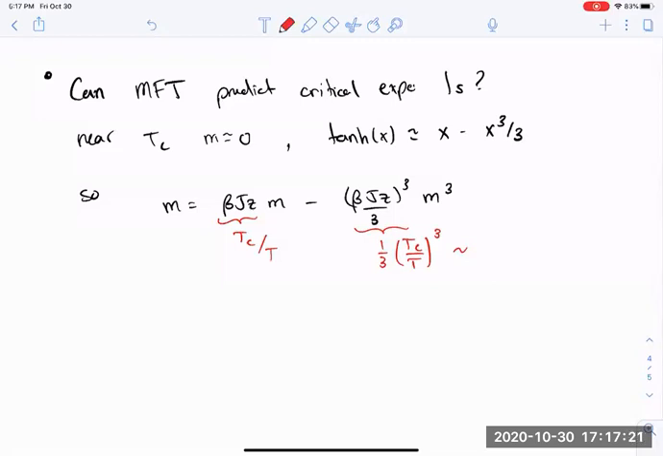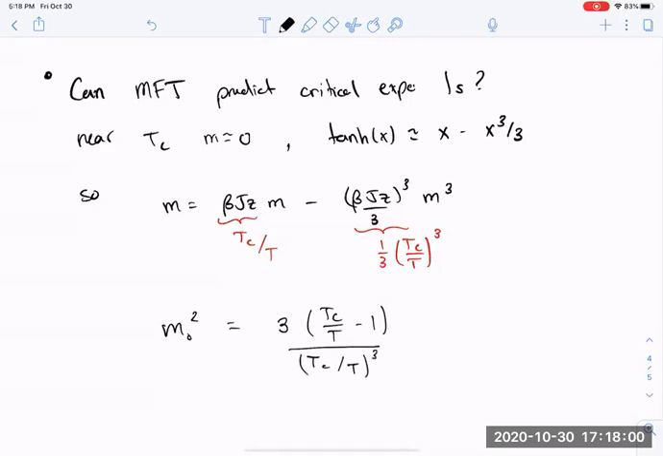So indeed, there's a solution for M equal to 0. That's the trivial solution. There are, in addition, 2 roots for finite M, call it M naught squared. Dividing through by M everywhere, assuming that the M equal to 0 root is not the one we're looking for, we can solve this equation and get 3 times Tc over T minus 1 divided by (Tc over T) cubed.